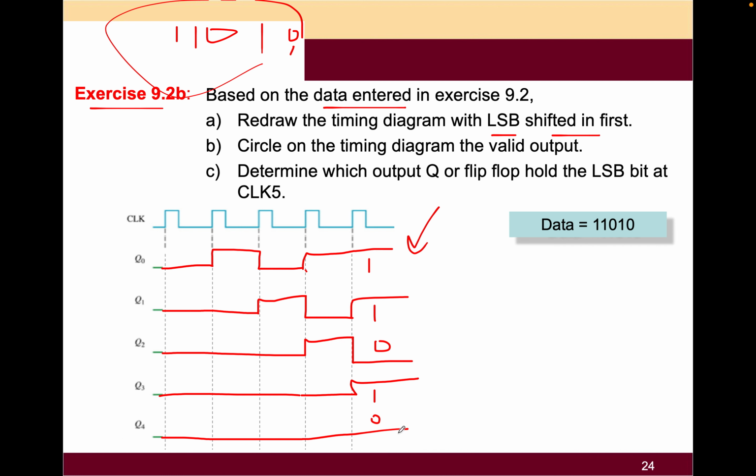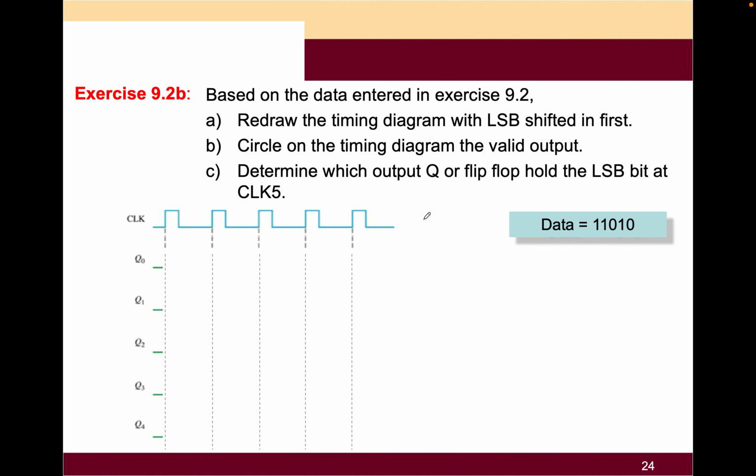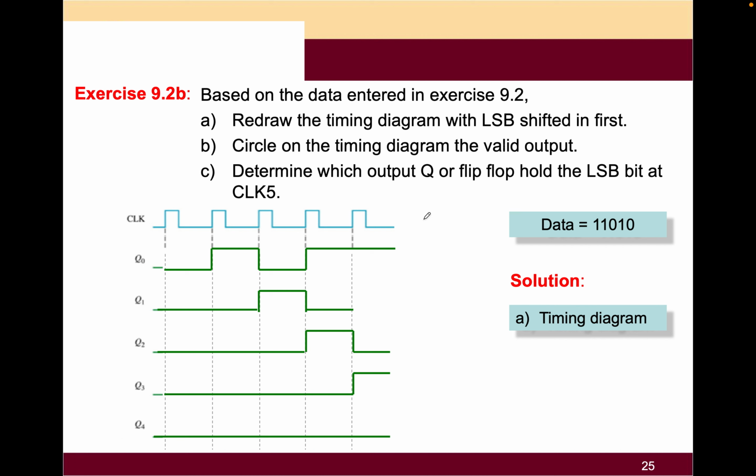So my answer will be 1 1 0 1 0. Here will be 0 1 0 1 1. This is LSB fed in first, and you can see the value here. It's ugly there. Okay, yeah, it's similar to mine. And circle the timing diagram valid output, of course, at this part.